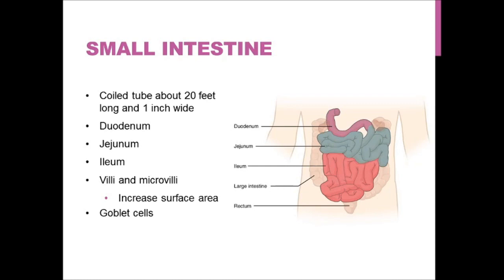So we talked about the appendix. That was one of our first accessory organs of the GI system. The liver is our next one. It's our largest gland in the body. It's our largest organ within the body. Our largest organ of the body is the skin, but within the body it's the liver. It weighs 3 to 4 pounds.